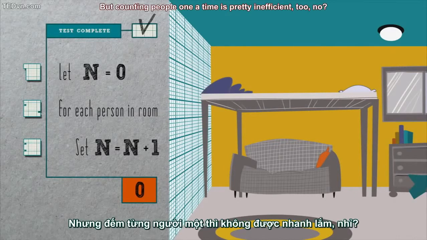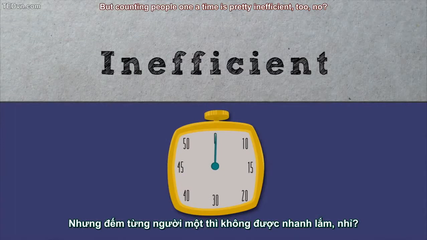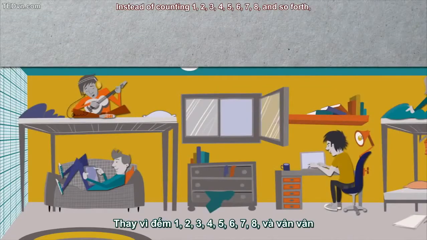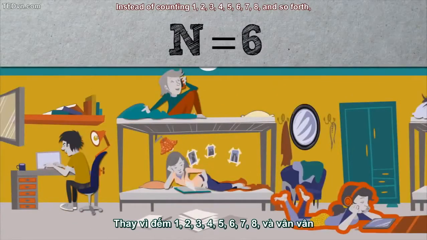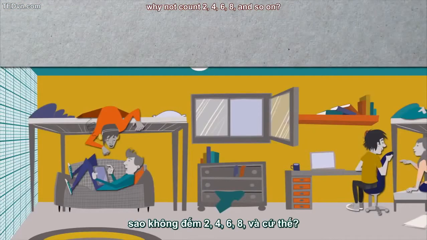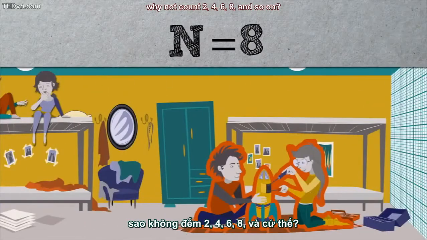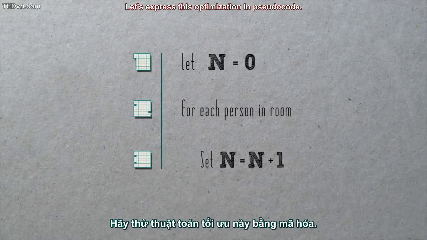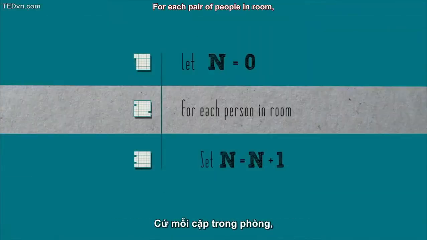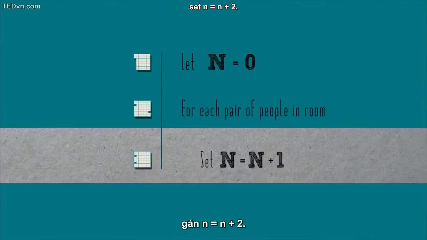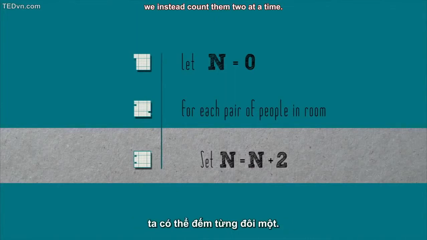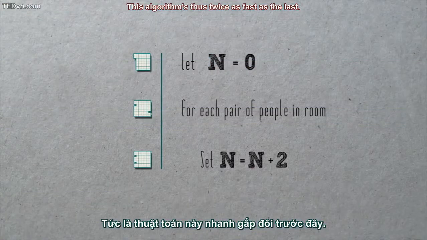Pretty simple, right? But counting people one at a time is pretty inefficient too, no? Surely we can do better. Why not count 2 people at a time? Instead of counting 1, 2, 3, 4, 5, 6, 7, 8, and so forth, why not count 2, 4, 6, 8, and so on? It even sounds faster, and it surely is. Let's express this optimization in pseudocode. Let n equal 0. For each pair of people in room, set n equal to n plus 2. Pretty simple change, right? Rather than count people one at a time, we instead count them 2 at a time. This algorithm's just twice as fast as the last.